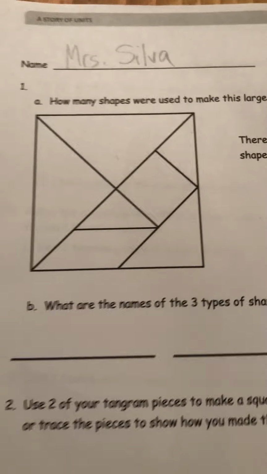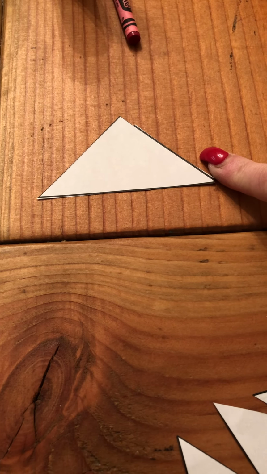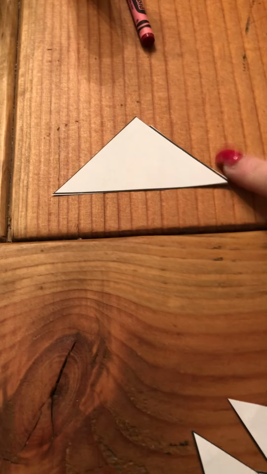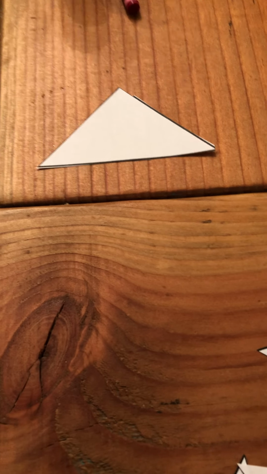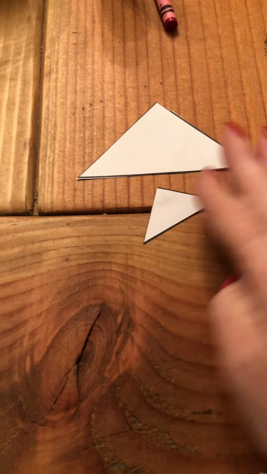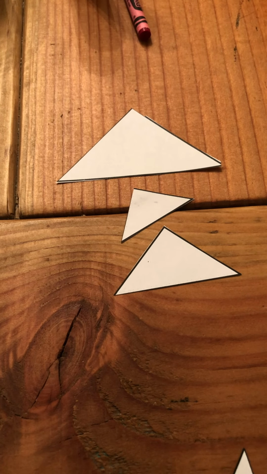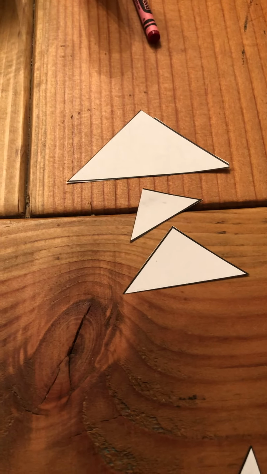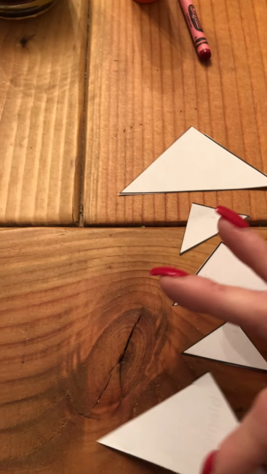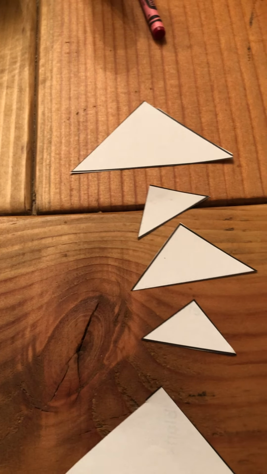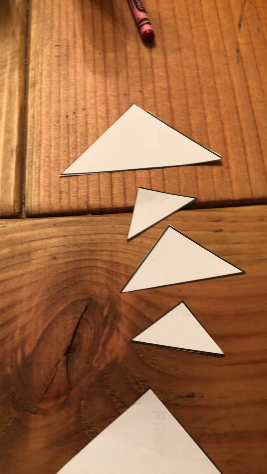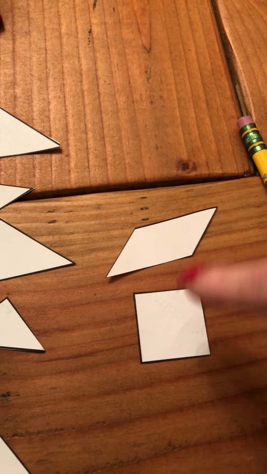Let's first see if we can remember what these shapes are called. Say it. It's so weird when no one's here to talk with me. A triangle, and I have several triangles. How many do I have? 1, 2, 3, 4, 5. Okay. And I have one rhombus and one square.